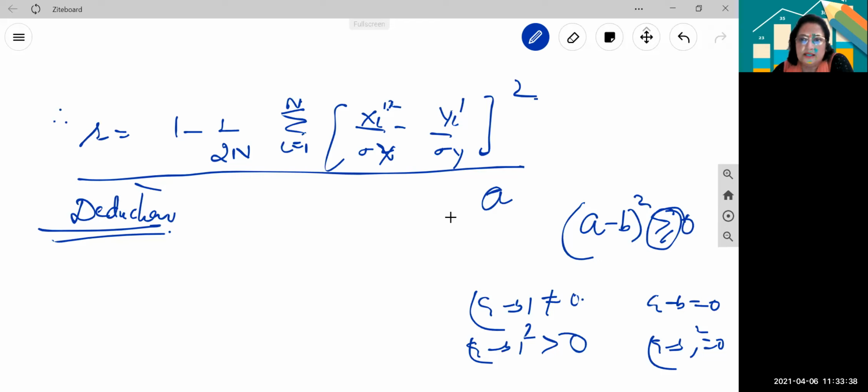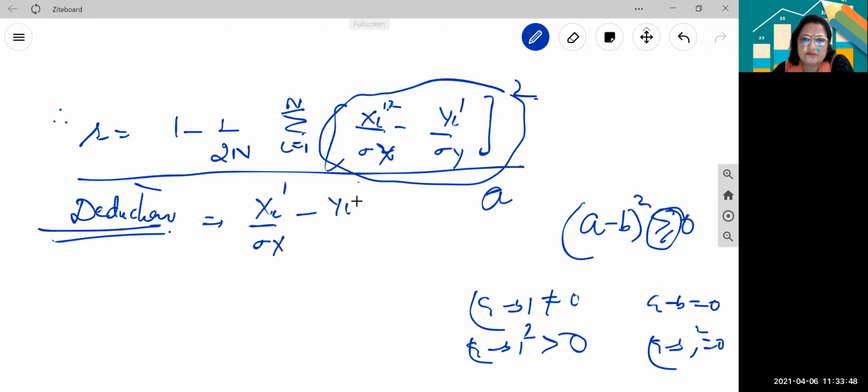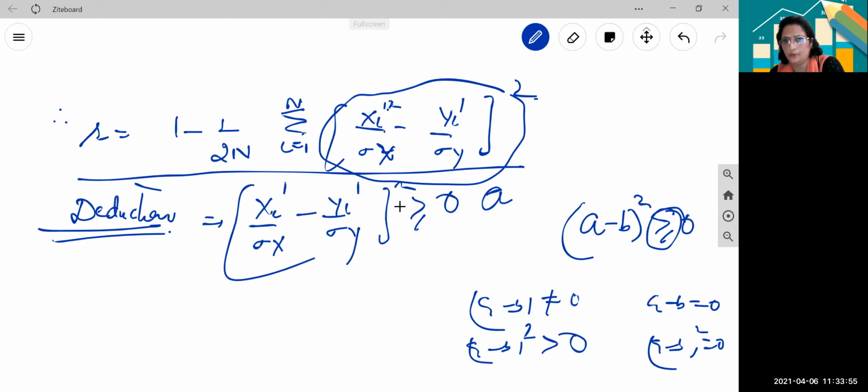So it means if a minus b is greater than 0, then this is also the square of a term, right? It implies xi dash upon sigma x minus yi dash upon sigma y, this term squared, is always greater than or equal to 0, right? This means n is the count of the number of units, and the number of units is always positive.